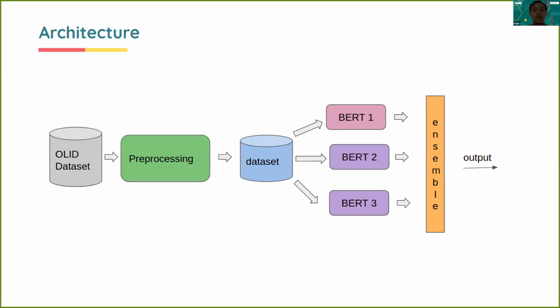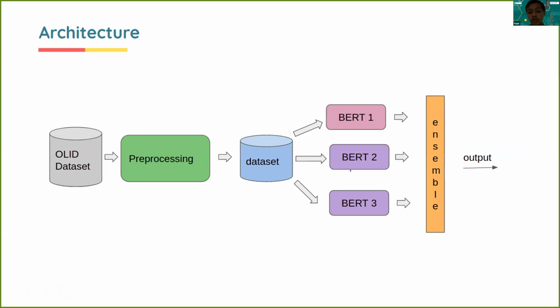This is our architecture in this research. For example, we use the OLID dataset as the data source. Then we do pre-processing on this dataset, and after that we have the dataset after pre-processing. Then we do modeling by using BERT 1, BERT 2, BERT 3, and so on. And we use a lot of BERT models in here.